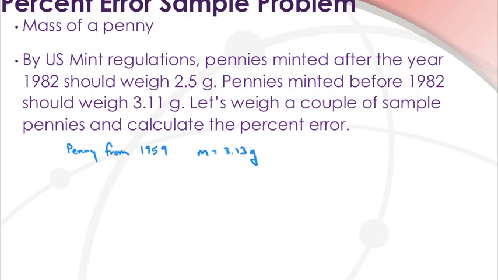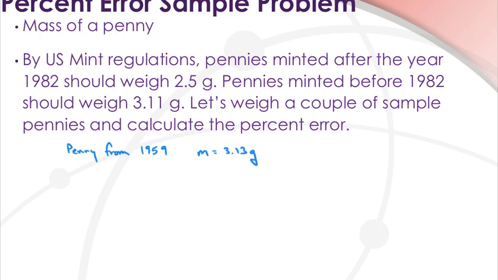Let's try a problem where we calculate the percent error of something. We've talked about pennies before. We did them on day 1 of class. This here says, by U.S. Mint regulations, pennies minted after the year 1982 should weigh 2.5 grams. Pennies minted before the year 1982 should weigh 3.11 grams. If we were in class doing this, I'd weigh it out on a scale, but I'm just going to tell you what the one was that we did in class last, and then we'll use that data to calculate percent error.